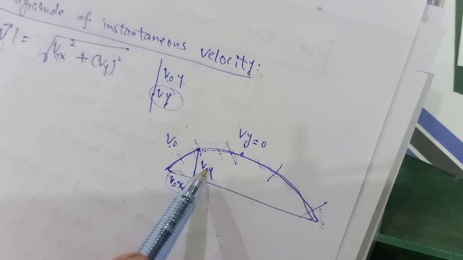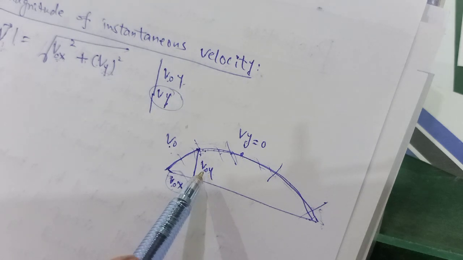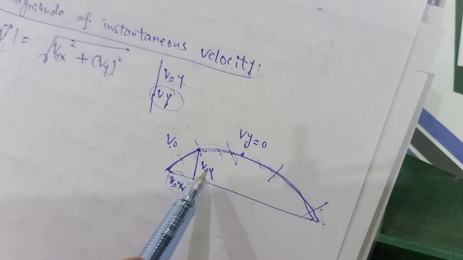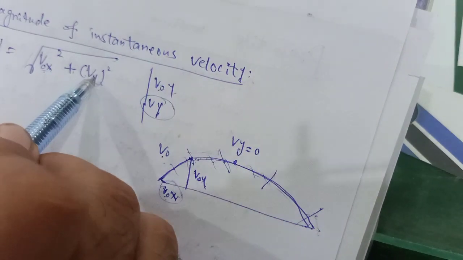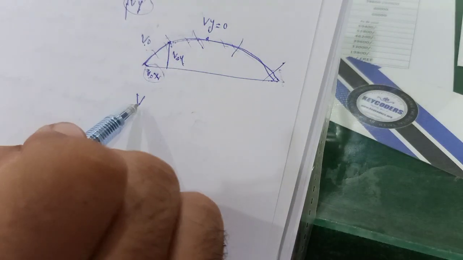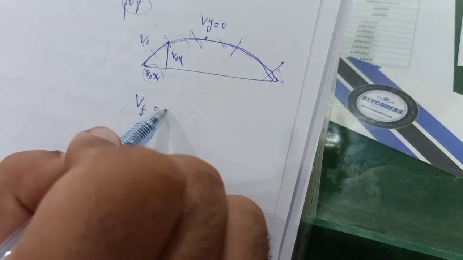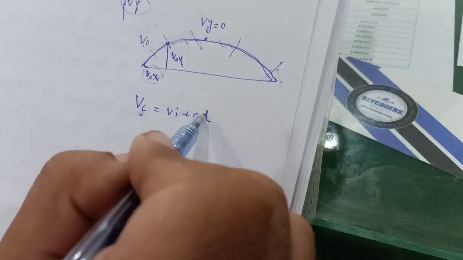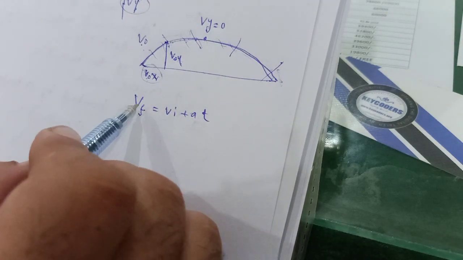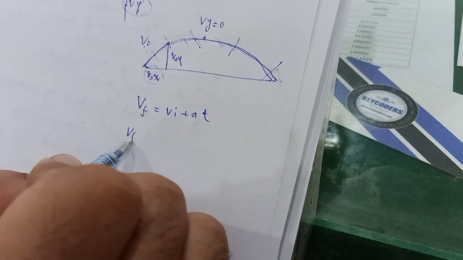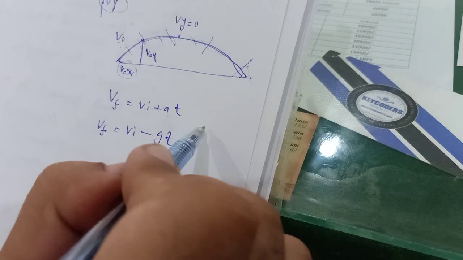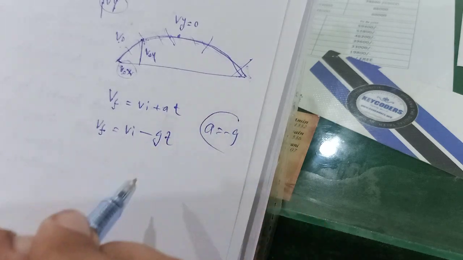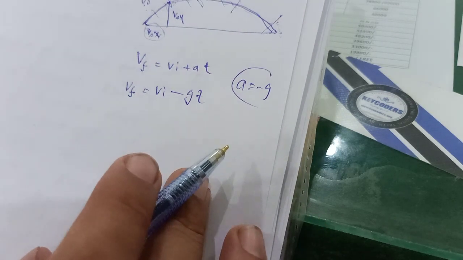However, the y component of velocity changes continuously. So, the y component we will write as Vy. Now see, using the first equation of motion, Vf is equal to Vi plus At. But here the motion is against gravity, so we will write it as Vf is equal to Vi minus gt. That is, a will be replaced with minus g because the motion is against gravity.